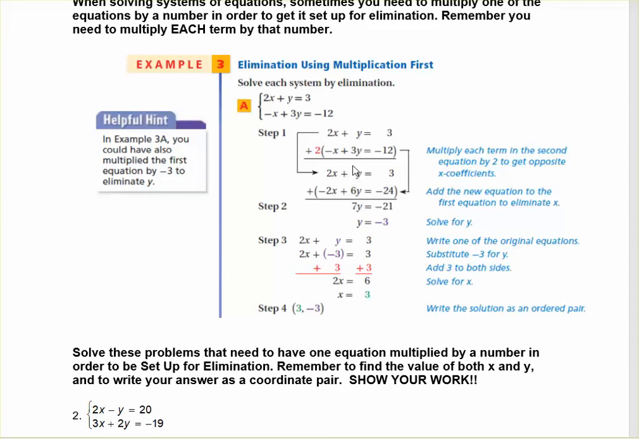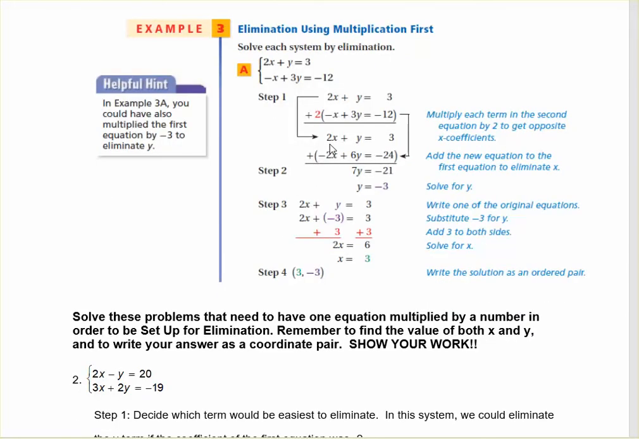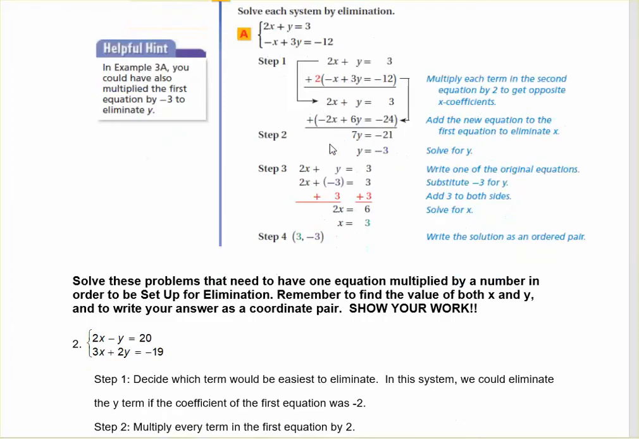The rest of this is the same as we've been doing in the last few assignments, where once you have one of the variables, you pick one of the equations to plug that back in, and then you solve for the other variable. So the only difference is you have an extra first step where you have to get the opposite coefficients of one of the variables by multiplying either one or both equations in order to do that.